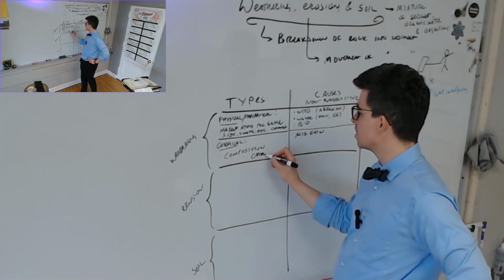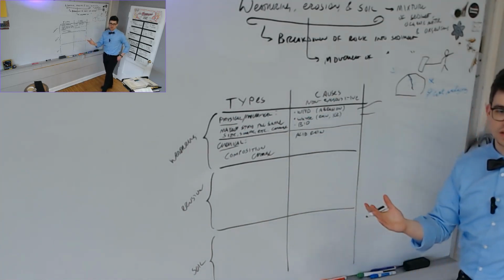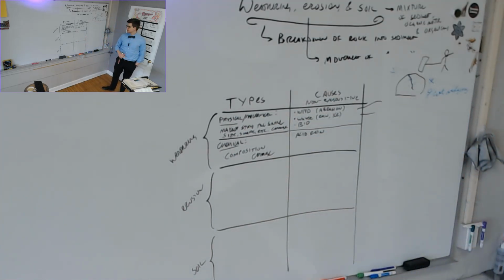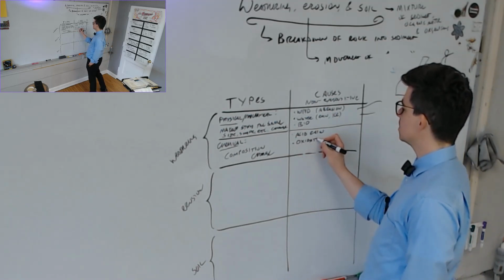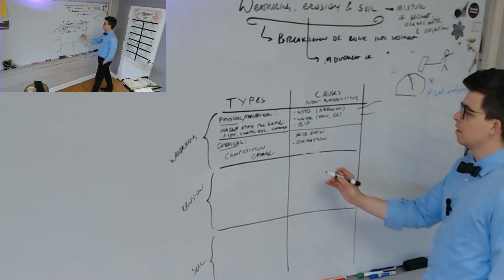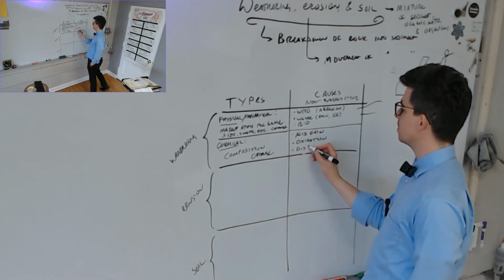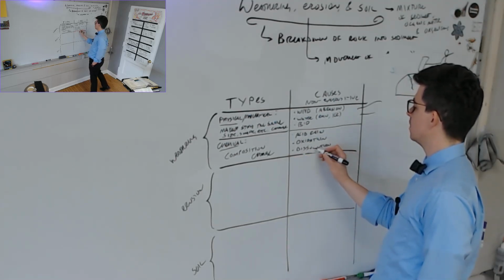Composition does change. So whatever it was before chemically, it is no longer exactly that same way. Acid rain is one. Oxidation is another. We usually include dissolution in this.